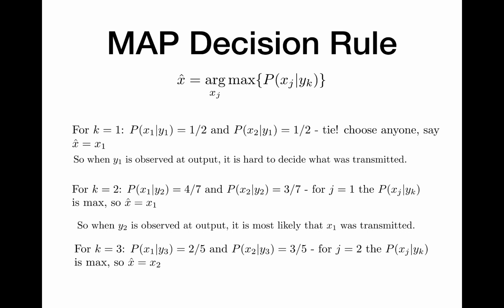In this case the probability of x1 given y3 is 2 over 5 and x2 given y3 is 3 over 5, and you can easily see that 3 over 5 is greater than 2 over 5, and therefore the argmax function will return x hat equal to x2, because for x hat equal to x2 your a posteriori probabilities are maximized. So this is how you approach this type of problem.